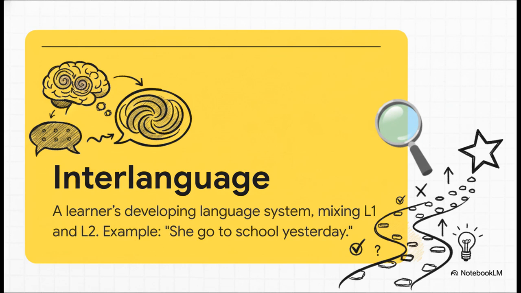It's your own personal developing version of English, a unique system with its own rules, mixing bits of your first language with the English you're learning. That sentence, "she go to school yesterday," isn't just wrong, it's a logical step in your interlanguage. It shows you know the words, but haven't quite mastered that past tense rule yet. It's a sign of progress.